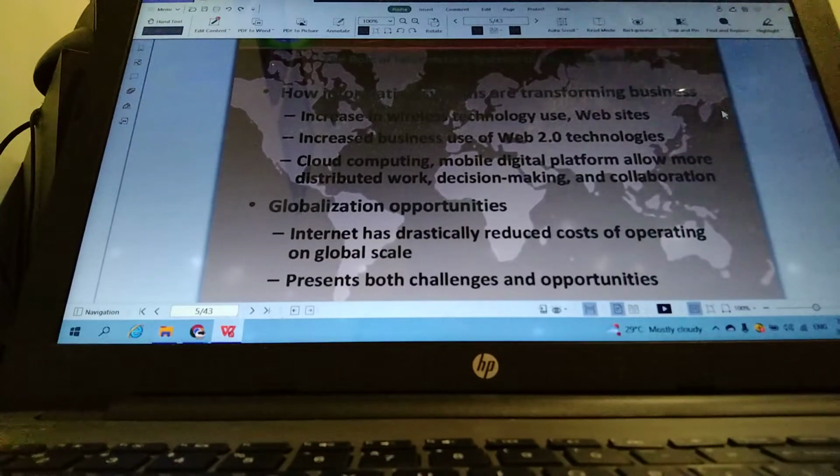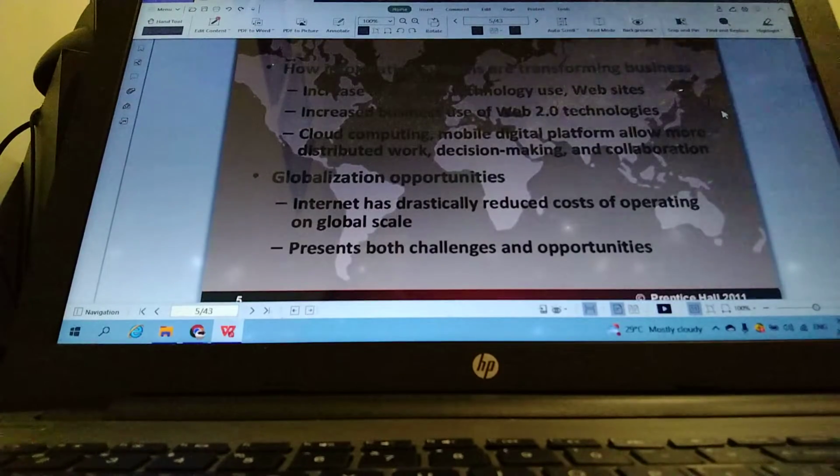In terms of technology such as cloud computing, mobile digital platforms, and a lot of other terms that you will come across, they allow more distributed work compared to centralized work, help us in decision making, and definitely help us in collaboration among businesses, entities, or different parties in running the business. So here you can see there are many reasons or values that IT brings to companies and businesses today. On top of that, IT also provides globalization opportunities.